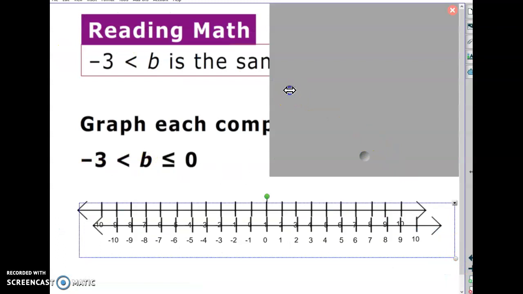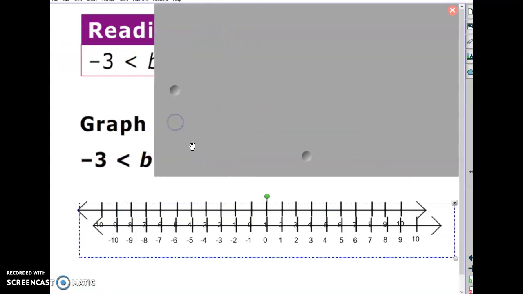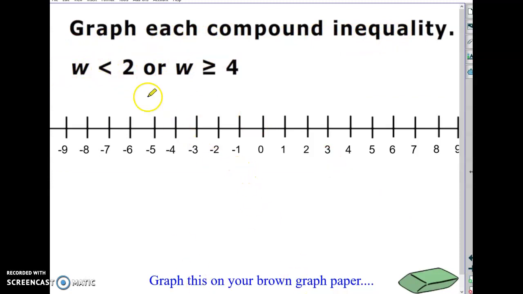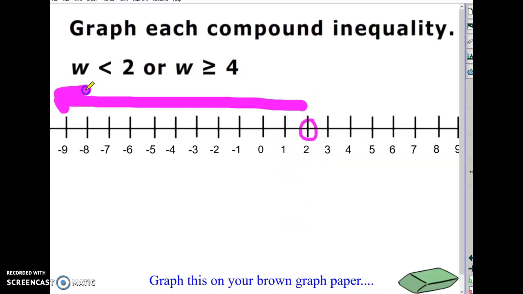Okay, so we're going to take our parts one at a time. Actually, I'm going to skip this slide and go on to the next one. So graph each compound inequality. It says a number is less than 2. So if I looked at that, I'm going to have an open dot at 2 because 2 is not the solution. And numbers less than 2, 1 is less than 2. So I'm going to shade in this direction right here.